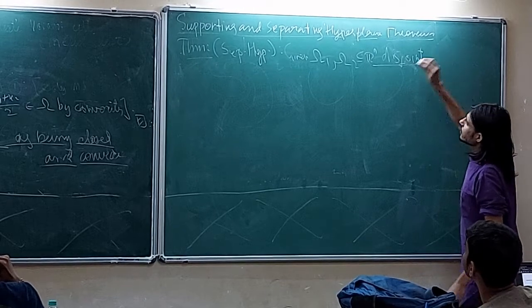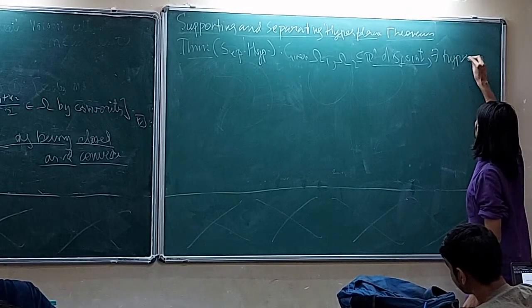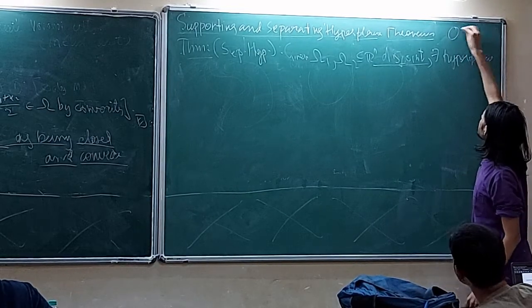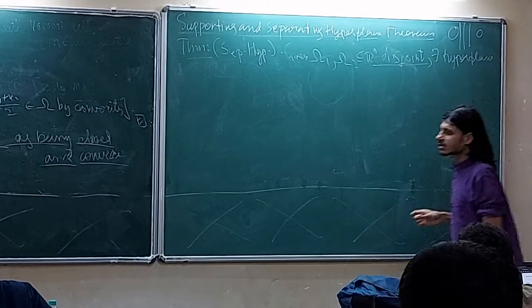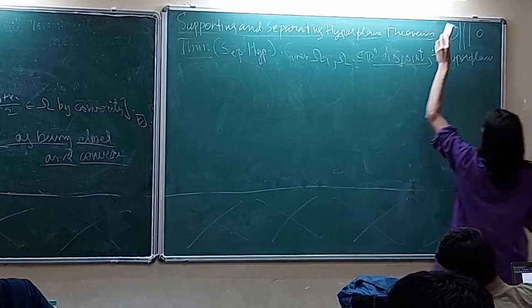Disjoint. There exists a hyperplane. Not a unique one, by the way. So, for example, if there is a convex set here and a convex set here, this one will separate, this one will separate, this one will separate. So there is no way to expect uniqueness. But for sure, you should be able to expect at least one hyperplane.